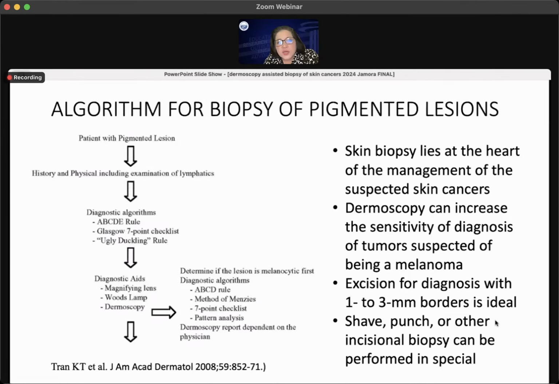So, skin biopsy still lies at the heart of management. It is the gold standard for the diagnosis of skin cancers. So, we're going to talk about just pigmented lesions tonight.